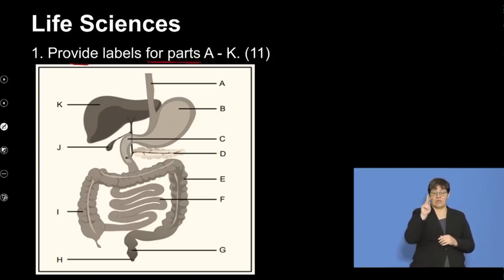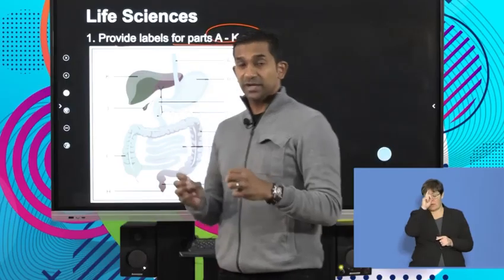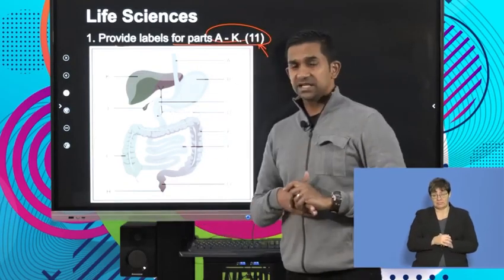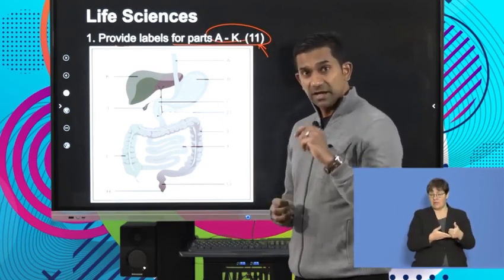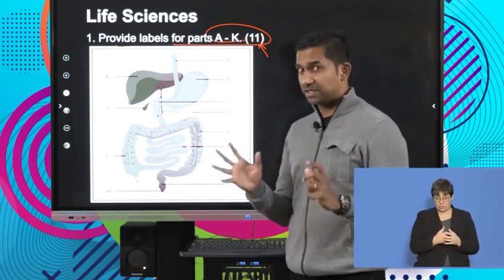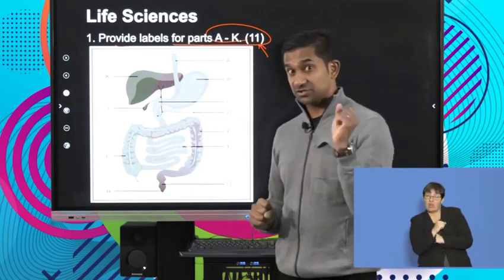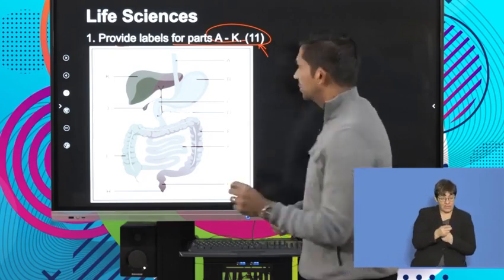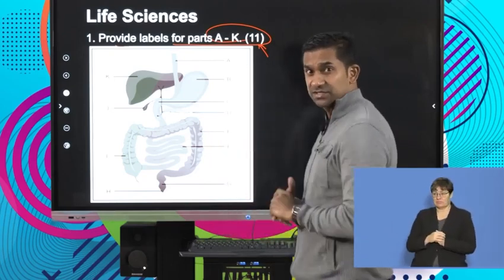Provide labels for parts A to K, 11 marks. Guys, this sort of question is a very good question to be able to revise this section. I'm going to give us a chance to do this together and to help you to recap some of those basic parts that we did. As I mentioned, use these diagrams to recollect structure, and then also, along with that, annotate the function. So let's do this together.